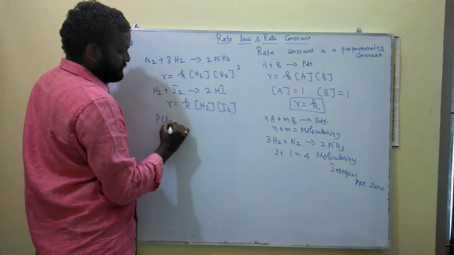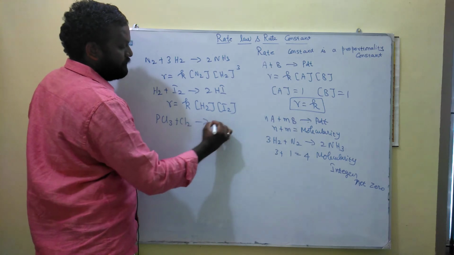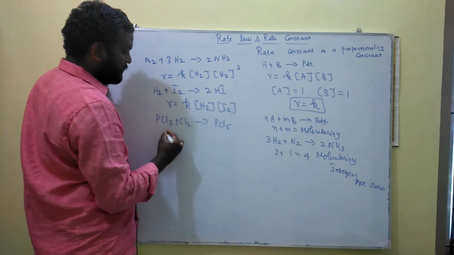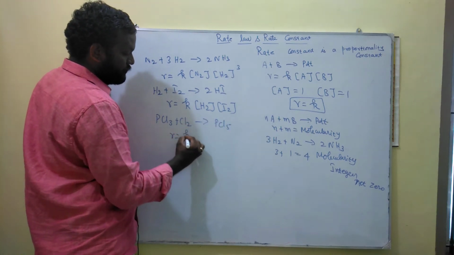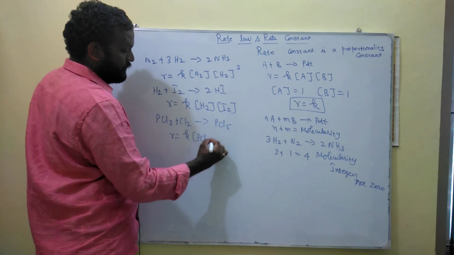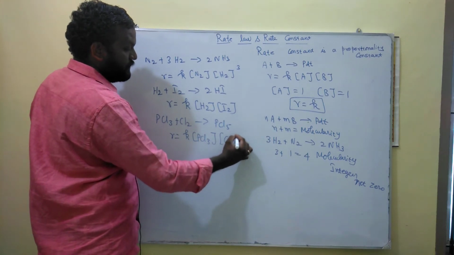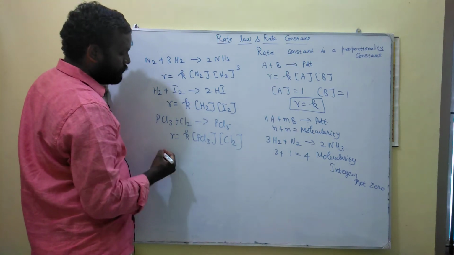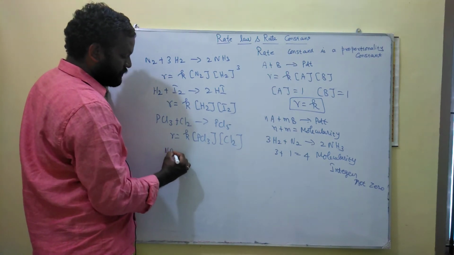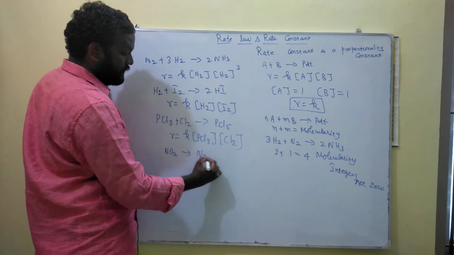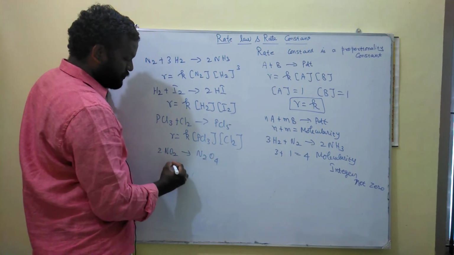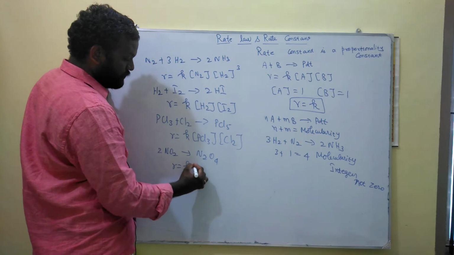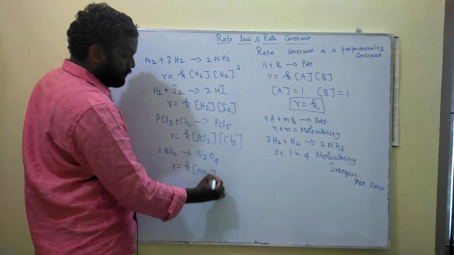Suppose we consider PCl3 plus Cl2 gives PCl5. For this reaction you can write R is equal to K into concentration of PCl3 into concentration of Cl2. Suppose we consider the formation of NO2, or whatever it may be. So we consider N2O4 gives 2NO2. So R is nothing but K into concentration of NO2 to the whole square, like that.